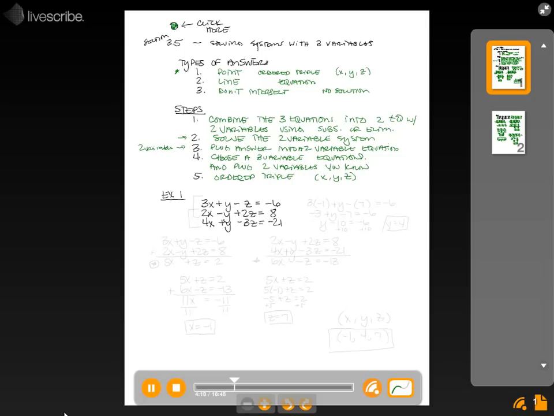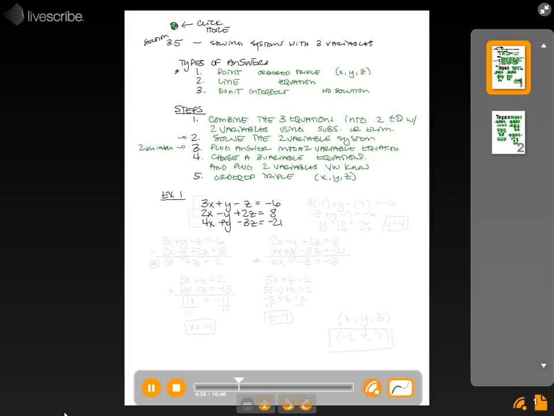Alright, we're going to do 2 examples. Our first example is a system of 3 equations, 3 variables. 3x plus y minus z equals negative 6. 2x minus y plus 2z equals 8. 4x plus y minus 3z equals negative 21. We're going to go through our steps. Step 1 says to combine the 3 equations into 2 using either substitution or elimination.